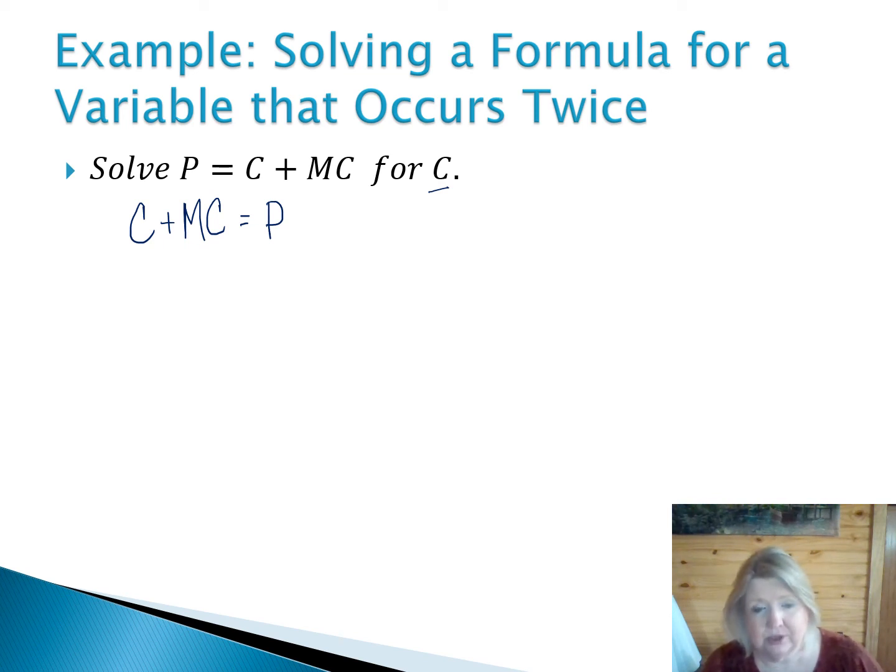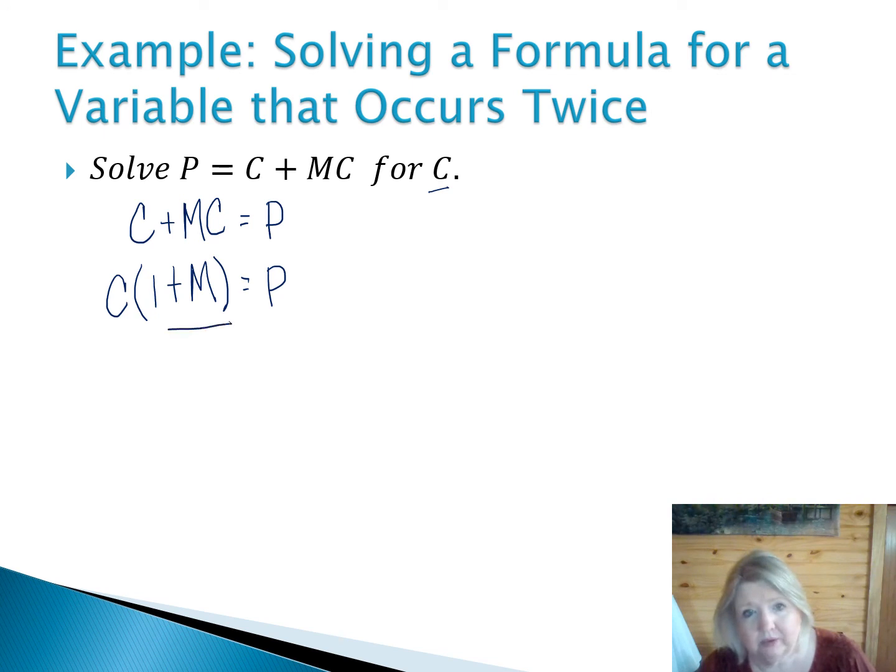So I'm going to use the distributive property to get C, and that would be C divided by C is 1, plus MC divided by C is M. Now I only have one C. So I'm going to divide by what was multiplied by, that is 1 plus M. So divide both sides by the same number, 1 plus M.